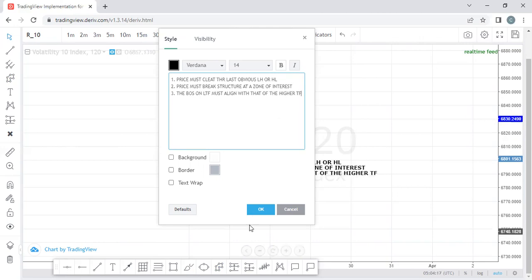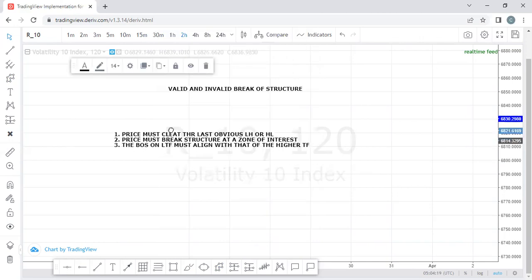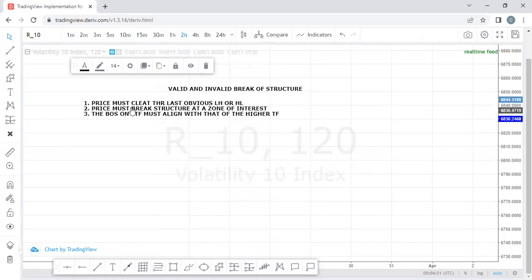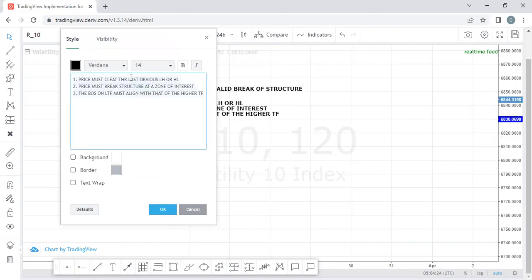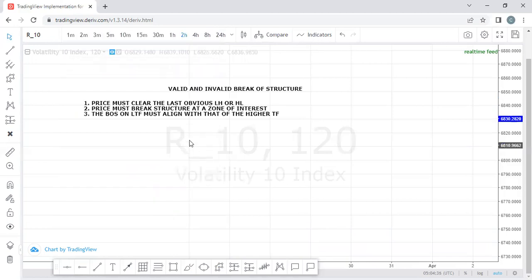So I'll just explain these three things and then we'll call it a day. I've already explained the first one: price must clear the last obvious lower high or the obvious lower low. The next thing is that price must break at the zone of interest, and then it must align with the higher time frame. So these are the three rules for knowing a valid BOS, and I've already explained the first one. Now let's talk about the second one. Price must break at the zone of interest, meaning, let's look at this.